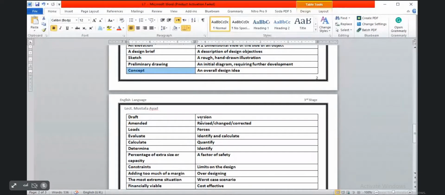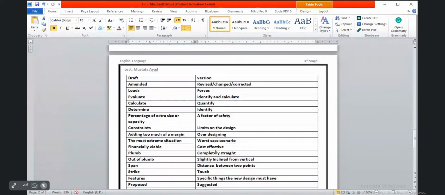Draft يعني version يعني the version of the drawing يعني هذا خلينا نقول عليه احنا المخطط بس هذا الفيرجن نمبر 1 من عنده ممكن يكون فيرجن نمبر 2 فيرجن نمبر 3 وهكذا. ايش مثل الطبعات كانما يعني. Loads, forces. Evaluate: identify and calculate يعني يحتسب ويقيم. Calculate, quantify يعني for example calculate the number of bricks required to build this house يعني quantify the number of bricks يعني احسب لي عدد الطابوق اللي تحتاجه حتى تبني هذا المنزل.